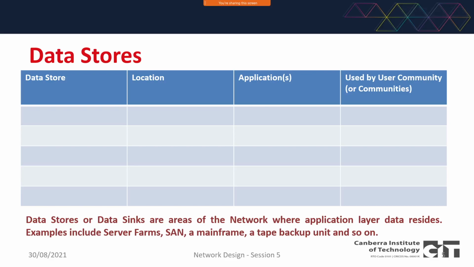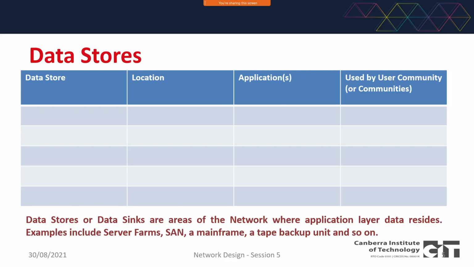How about the data stores? Now, the definition of a data store is that data stores, or data sinks, are areas of the network where application layer data resides. Examples include server farms, SANs, mainframe or tape backup units, and so on. So the data stores are basically a specific place in our network where we are going to be storing our data, our information.